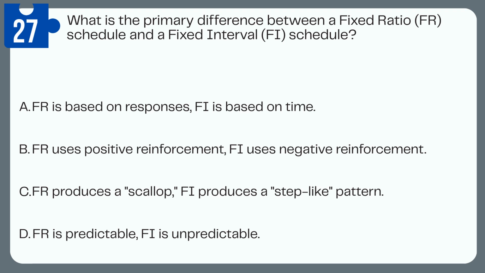Question 27. What is the primary difference between a fixed ratio, FR, schedule, and a fixed interval, FI, schedule? A. FR is based on responses, FI is based on time. B. FR uses positive reinforcement, FI uses negative reinforcement. C. FR produces a scallop, FI produces a step-like pattern. D. FR is predictable, FI is unpredictable.